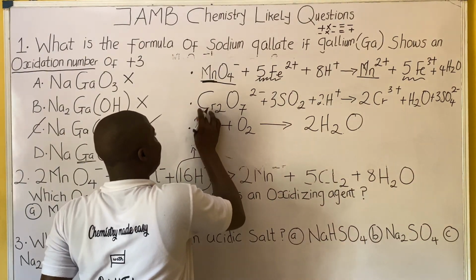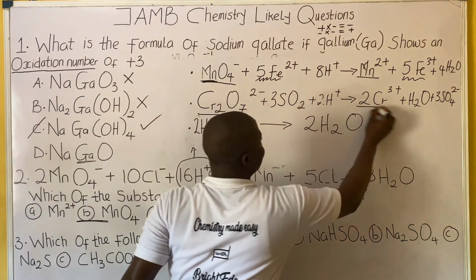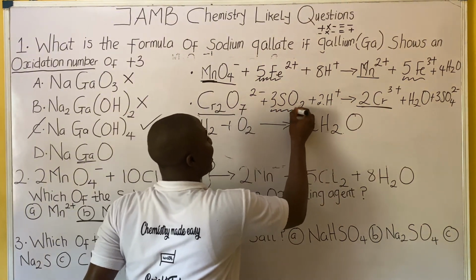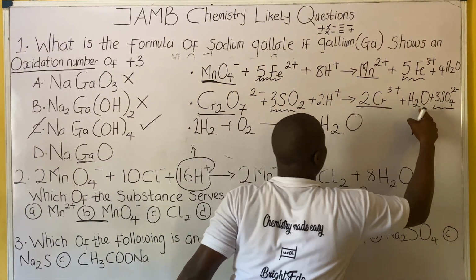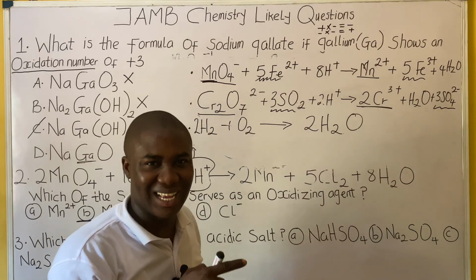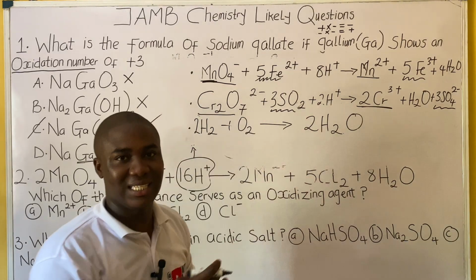So you have to relate this one and the one that has chromium in it, and you have to relate this one and this one. You have this business, you have this business. Do you understand? So this one I've explained, it is simple.